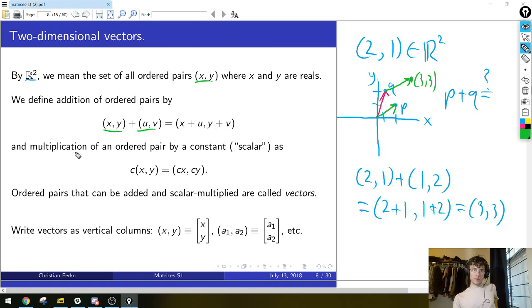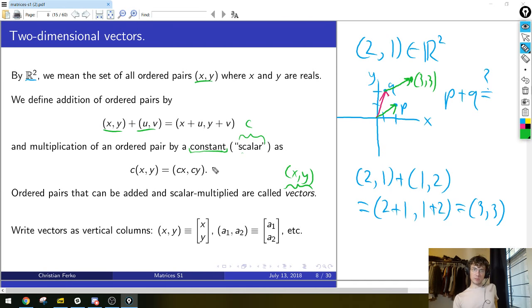We also will need to multiply an ordered pair by some constant. So to distinguish between ordered pairs and constants, a constant is not a pair, it's just one number. We're going to use the word vector for an ordered pair. So a vector is some ordered pair like x comma y. And we'll use the word scalar for a number, which is like just c.